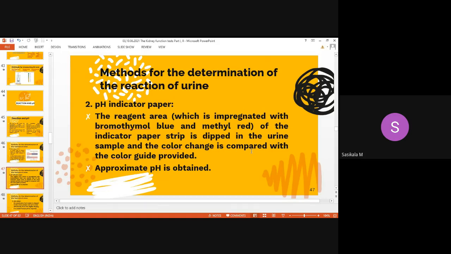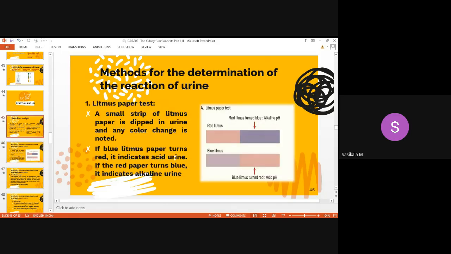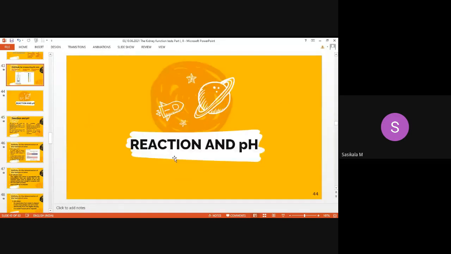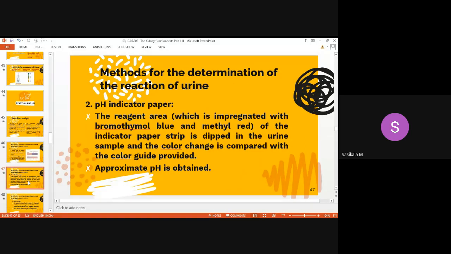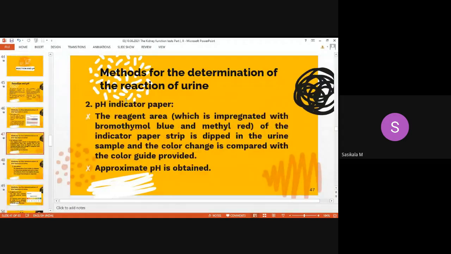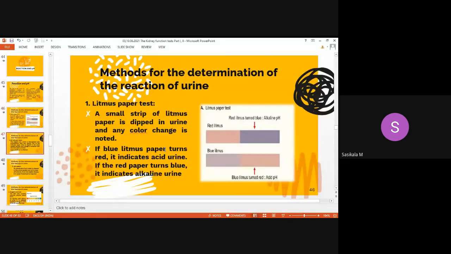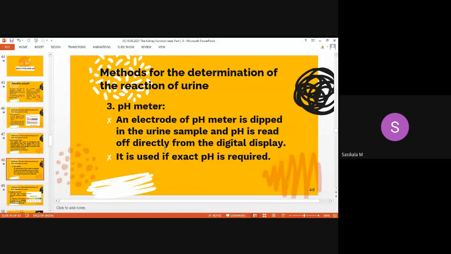The color changes are compared with the color guide provided, like the other color guides for reagent strip methods you have seen, no? So a color guide will be provided, showing what color change gives what result. Accordingly we can monitor or diagnose what disease it is. So this is another method, the pH indicator paper method. Here only an approximate pH is obtained and it is not widely used, whereas litmus paper and the pH meter are widely used to check the pH of urine samples.